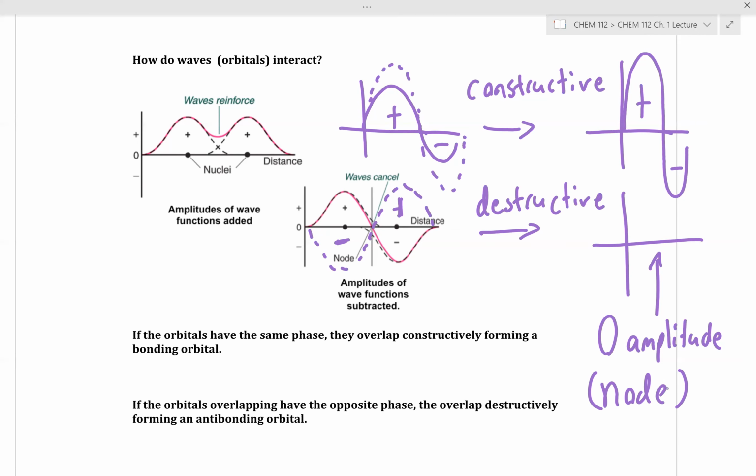Now, we can describe constructive and destructive interference as bonding and anti-bonding interactions. When we have constructive interference, we form bonding orbitals. When we have destructive interference, nodes are generated and we have anti-bonding interactions formed. Does that make sense to everyone? Let's now show you some pictures of these interference examples and what bonding and anti-bonding orbitals look like.